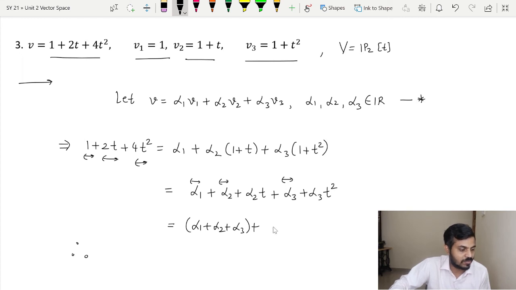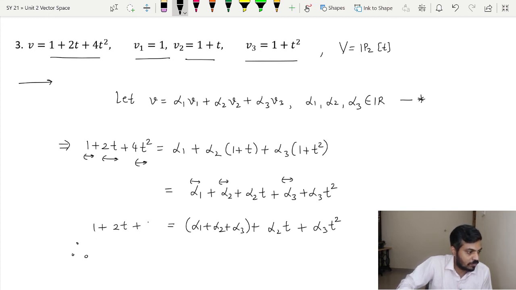Then what about the terms of t? There is only one term, that is alpha 2t, and for terms of t square, again one term, that is alpha 3 t square, and our left hand side is 1 plus 2t plus 4t square. So again similar thing as we have done in the last problem.